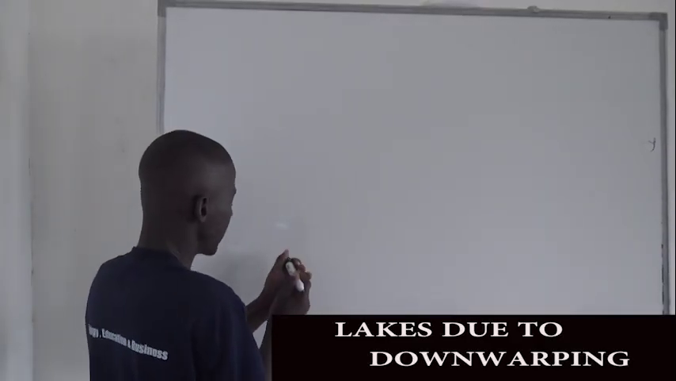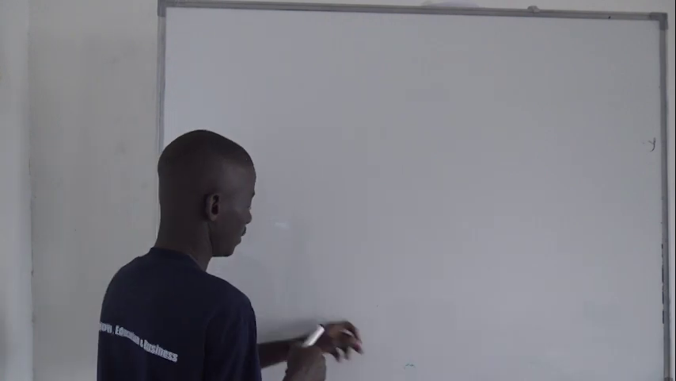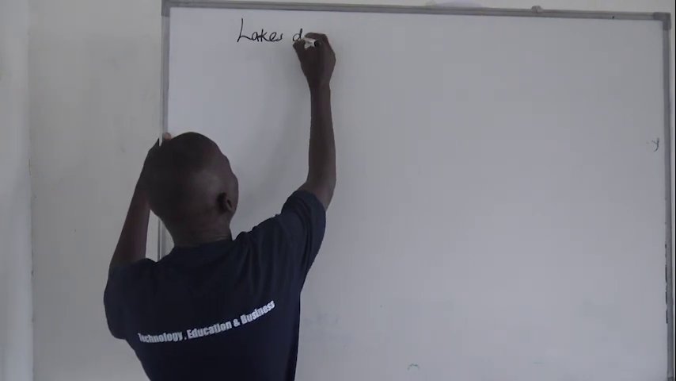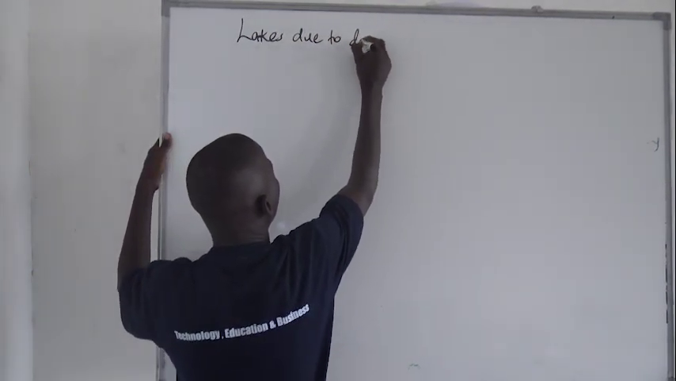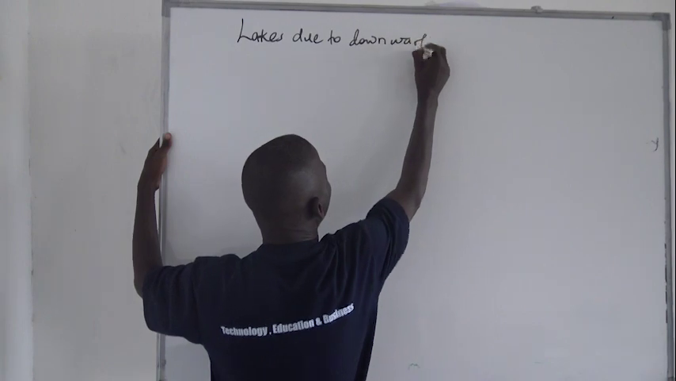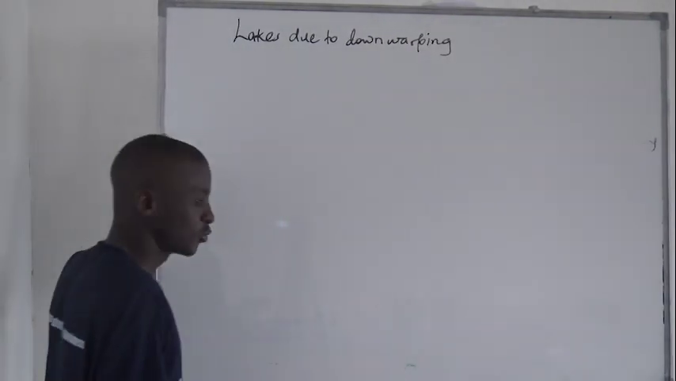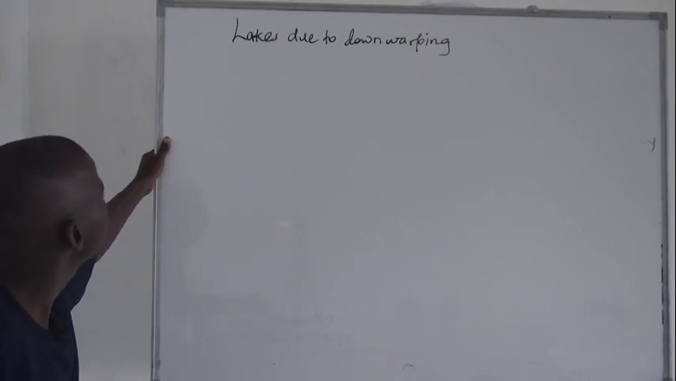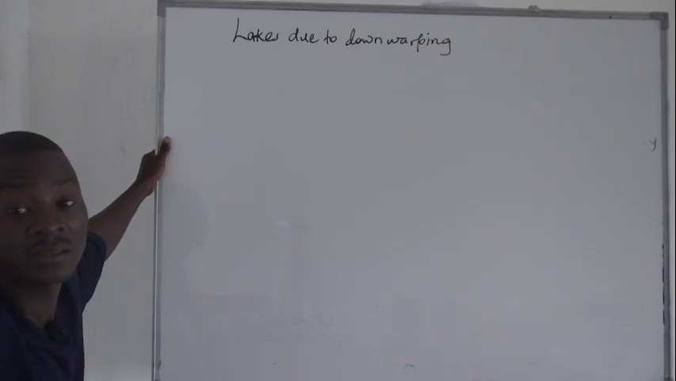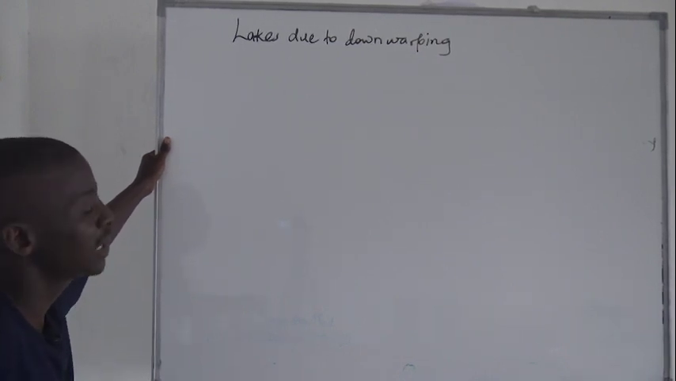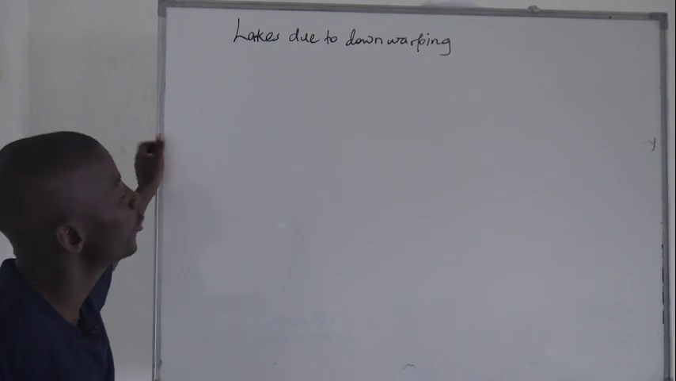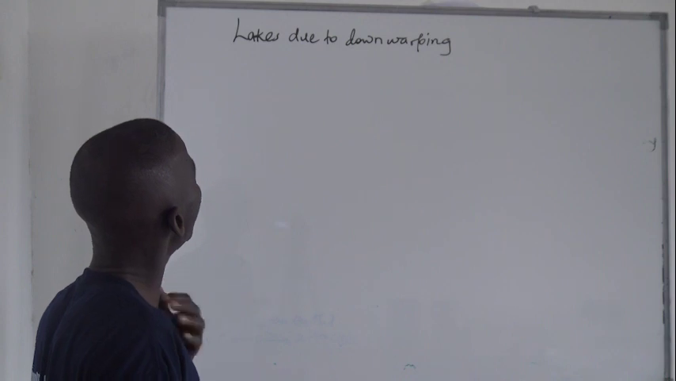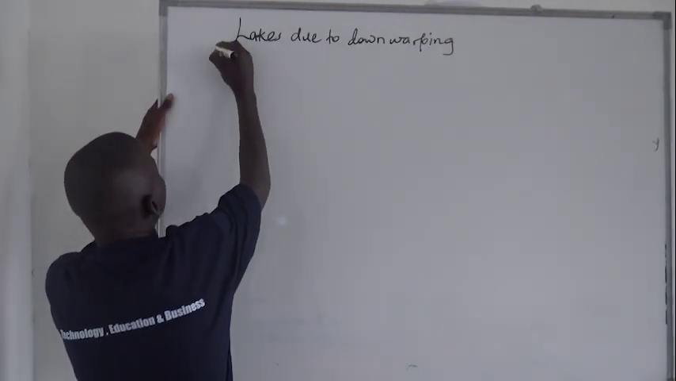Lakes due to downwarping, or downwarped lakes. In East Africa, downwarped lakes are mainly 3: Lake Victoria, Lake Kyoga, and Lake Kwania.